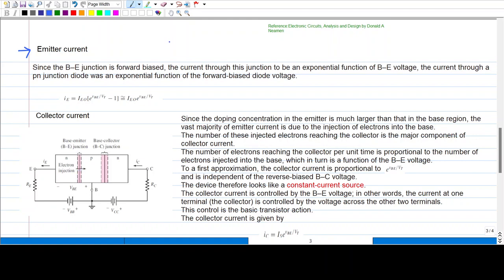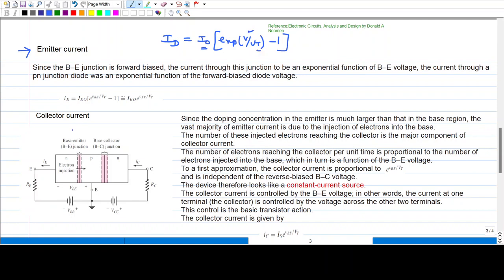Consider a normal PN diode. What is the diode equation? The diode equation is I = I0 (exponential of V by Vt minus 1). So I0 is the reverse saturation current, V is the applied voltage and Vt is the thermal voltage.